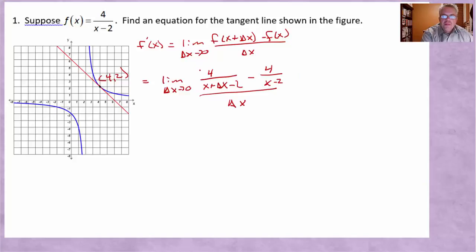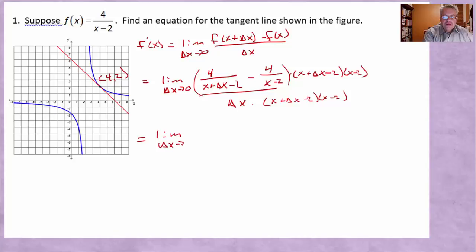So I'm going to multiply the top and the bottom by the product of the denominators. We've done this trick before. It just looks extra bad this time. So x plus delta x minus 2 times x minus 2, and I have to multiply the top and the bottom by that. So this gets multiplied by that too: x plus delta x minus 2 times x minus 2. Okay. Phew. This is going to be scary.